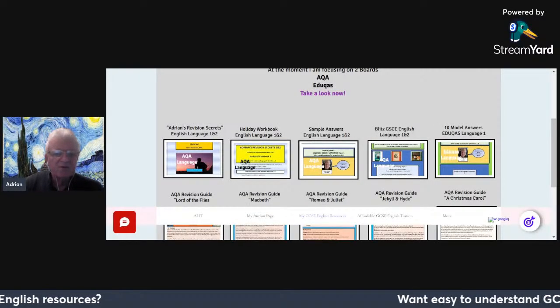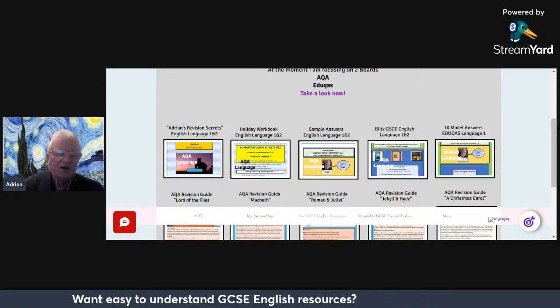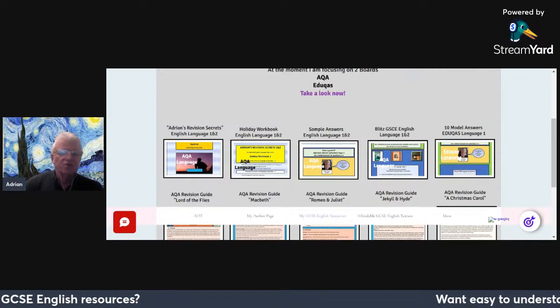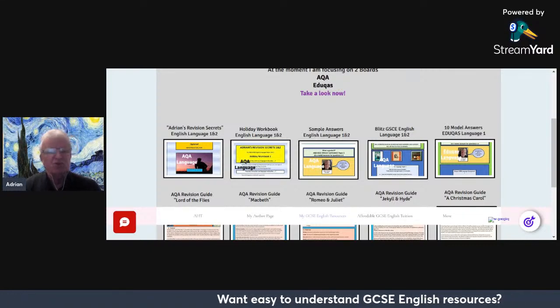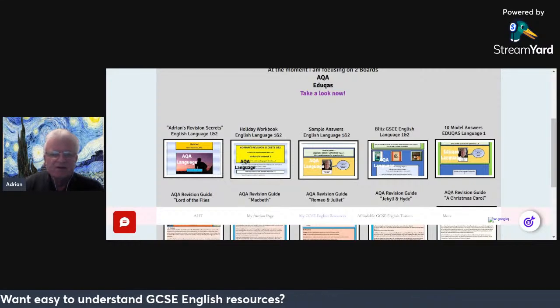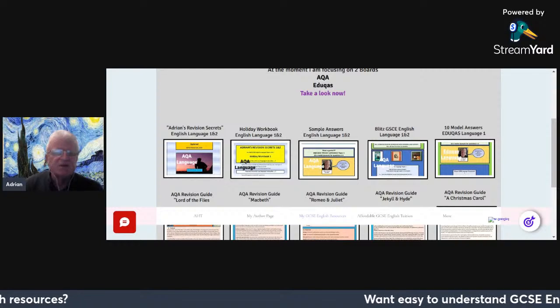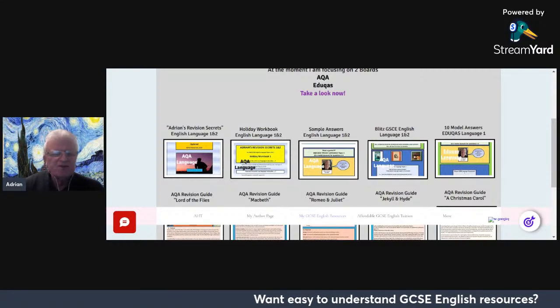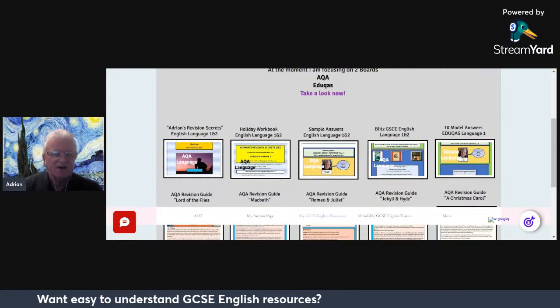Hello, would you like easy to understand GCSE English resources? I am often asked by parents, could I develop a revision guide where the students really can understand what's being written? There are a lot of guides out there that you can purchase, especially branded ones, but these are written by academics for academics.